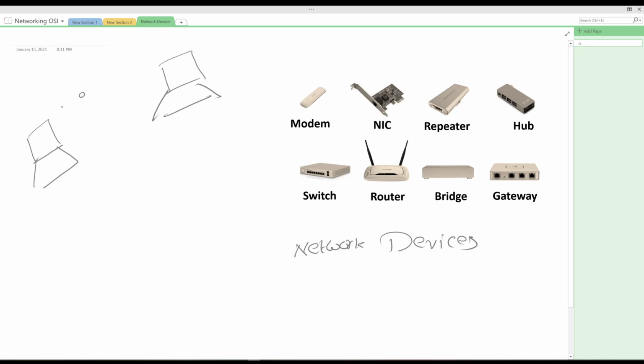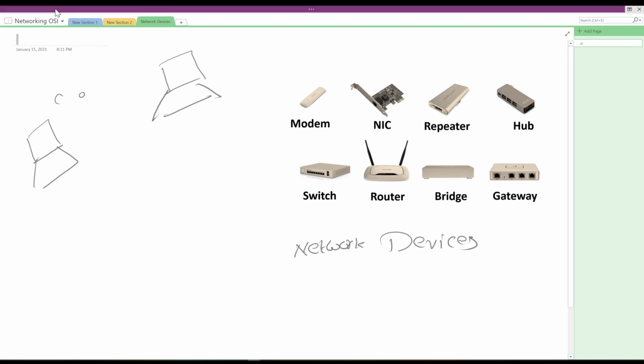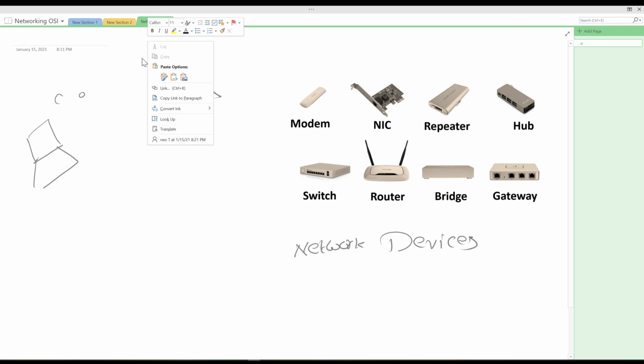Your laptop is connected to Wi-Fi, to the access point. The access point is connected to the router, and your router is connected to your ISP, the internet service provider, through cable. And from there, there would be a different medium.